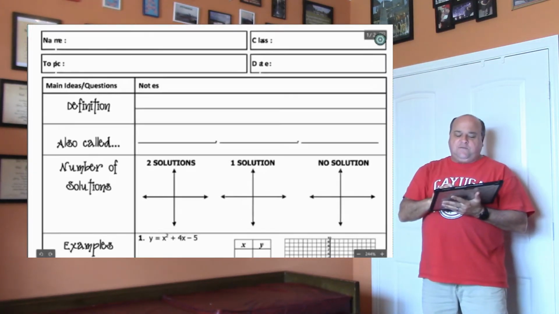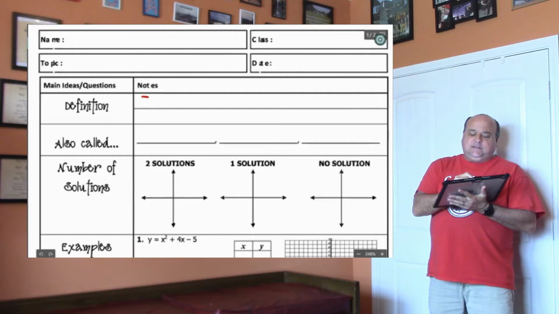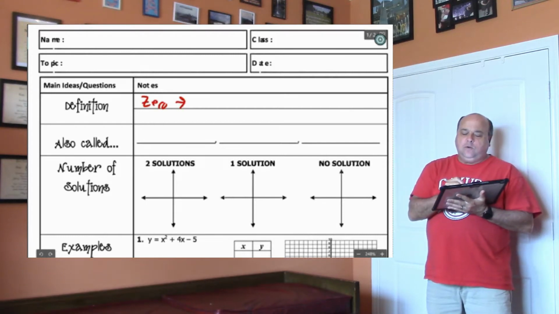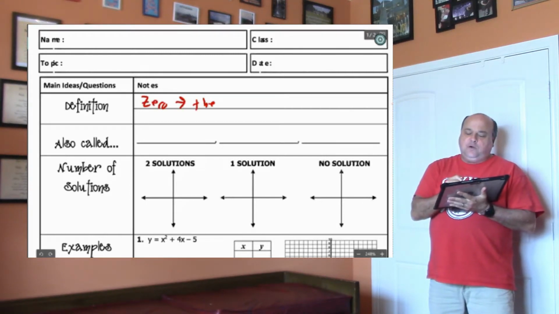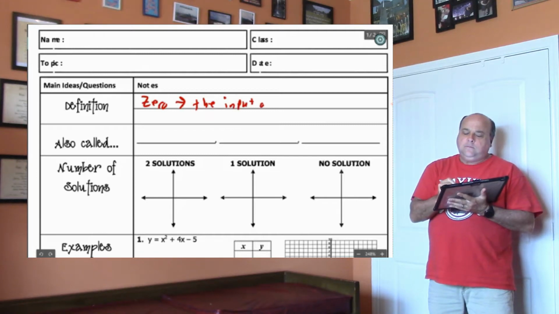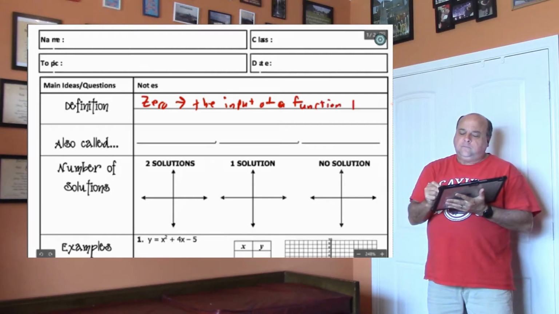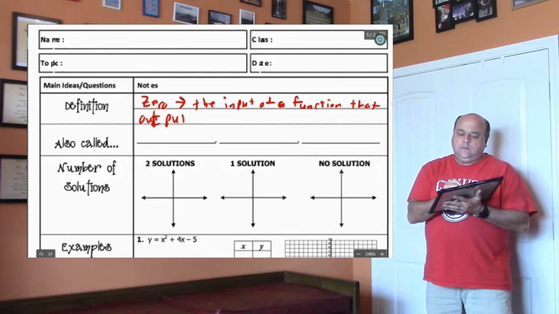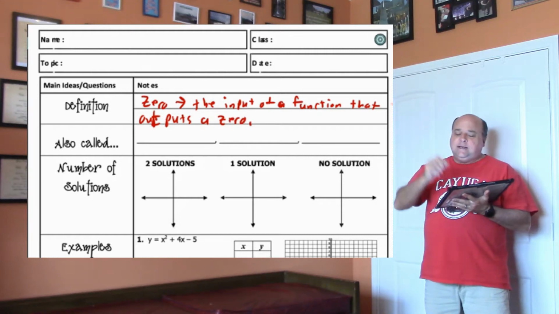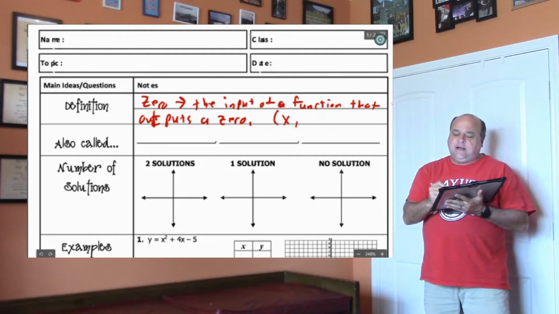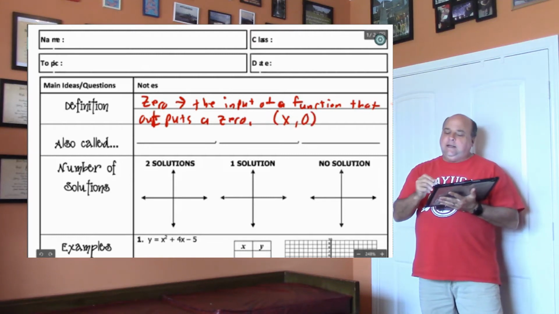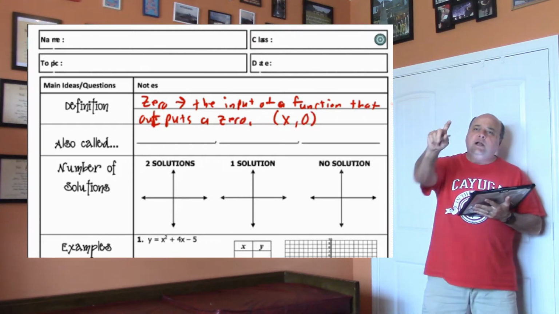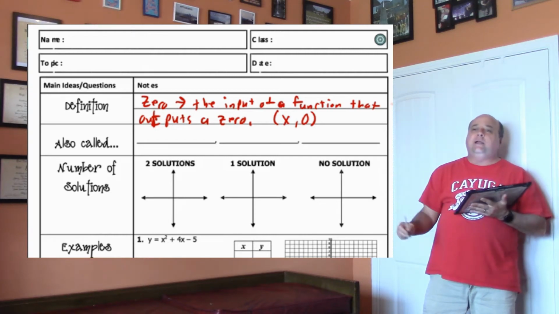Okay, so the first one, the definition. Let's write down a zero. A zero is the input of a function that outputs a zero. And remember, a function could have more than one zero. Technically, it is the x that outputs a zero, and it's the x-intercept. So what number can I put in the function that will output a zero?